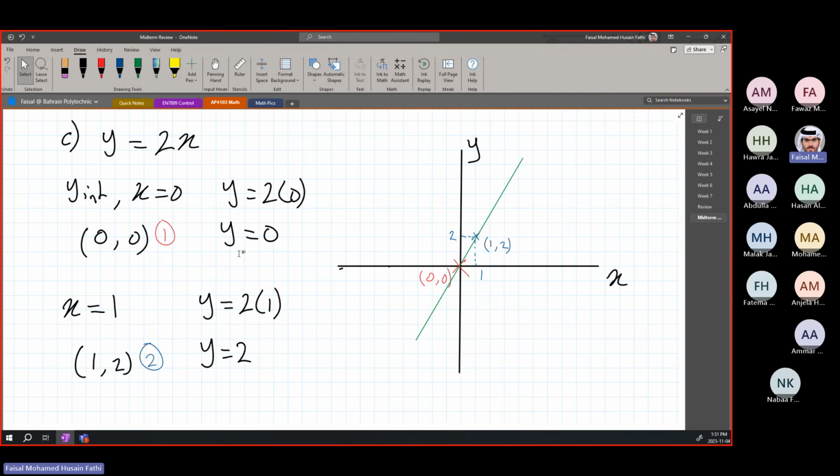For any straight line, you only need 2 points to plot it. You do not need more than 2 points. You can put more than 2 points, but they will all fall along this line. So you don't really need more than 2 points; you're just wasting time by getting more.